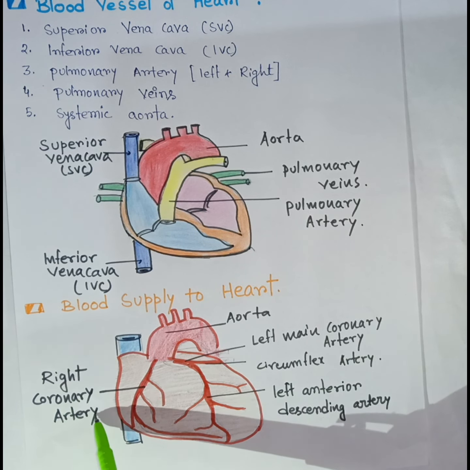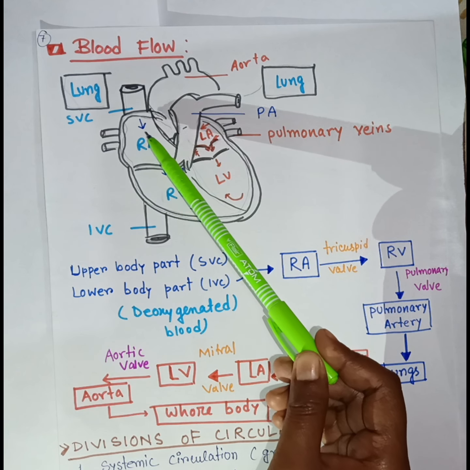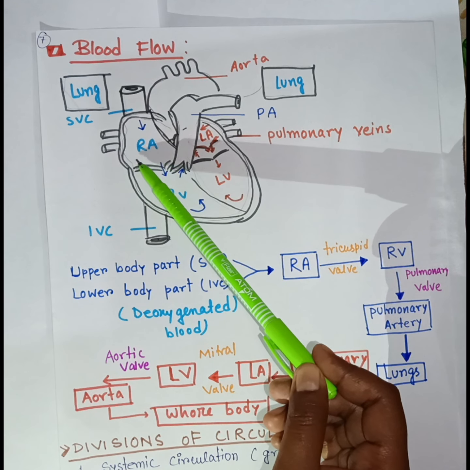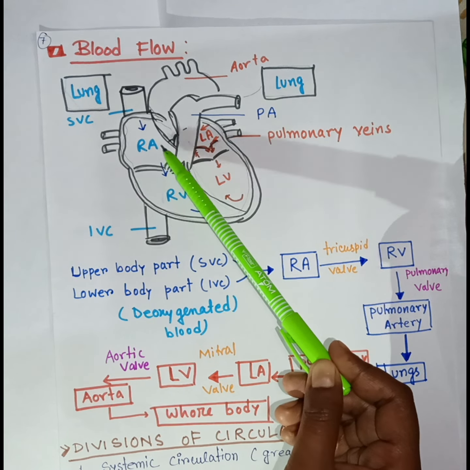Blood flow of the heart. This one is a diagram of our heart, and it shows SVC, superior vena cava, and IVC, inferior vena cava. Superior vena cava collects blood from the upper part of our body, and IVC collects blood from the lower part of our body. Now this blood collects into the right atrium and it moves into RV or right ventricle with the help of the tricuspid valve.